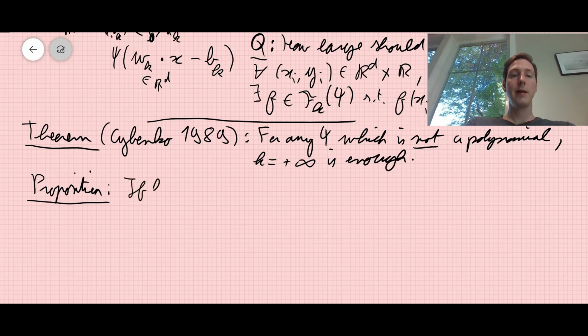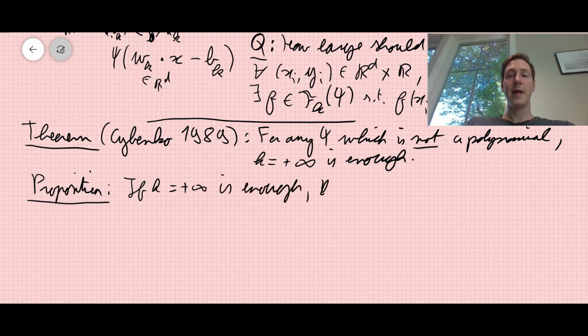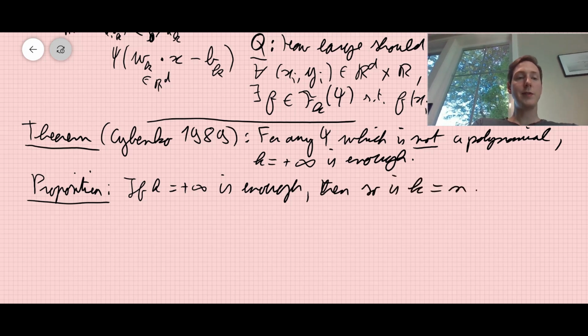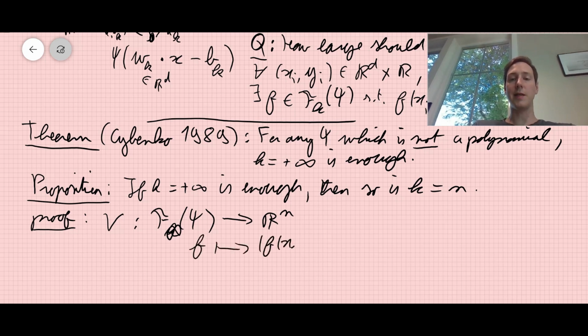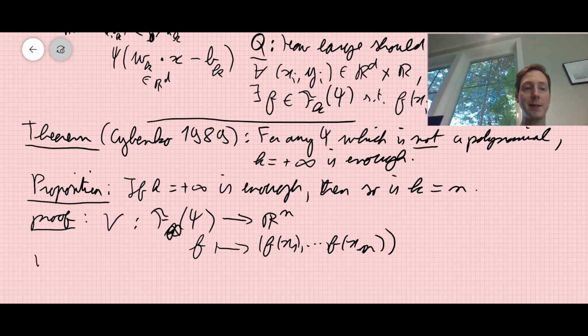So if k equals infinity is enough, then so is k equals n. So let's do the proof of this. Let me introduce a linear operator V, which is going to go from the set of neural networks with, let's say, infinitely many neurons to R^n. What this map does is that it takes a neural network and it just evaluates it on our data set x1 through xn. Okay, so I have a data set which is fixed, x1 through xn, and I just evaluate it like this.